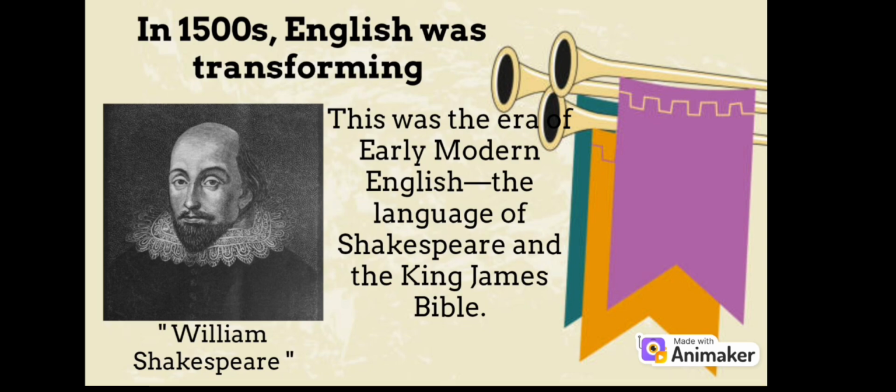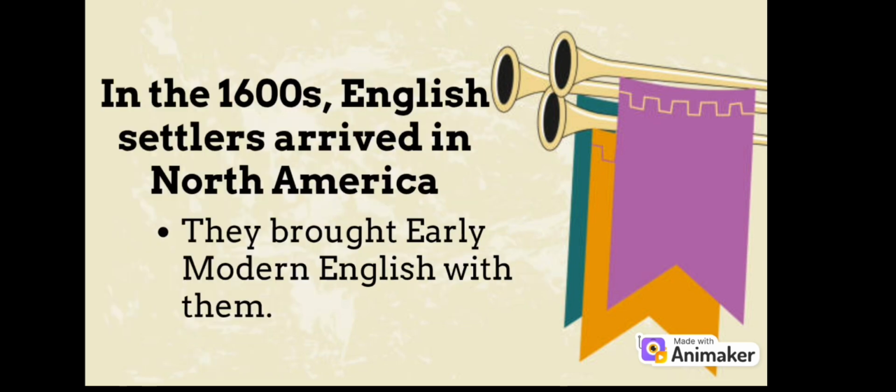By the 1500s, English was transforming again, thanks to writers like William Shakespeare. This was the era of early modern English, the language of Shakespeare and the King James Bible. In the 1600s, English settlers arrived in North America. They brought early modern English with them.